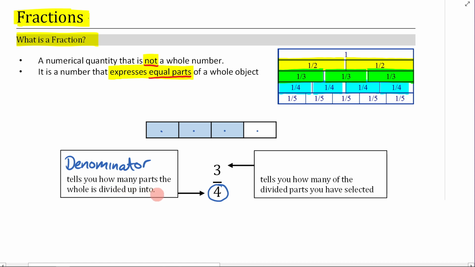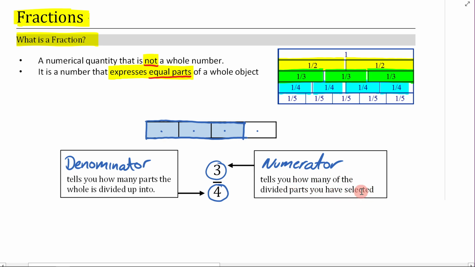Then, I've broken up my chocolate into 4 pieces, and I decide to eat 3 of those pieces. So I've selected 3 of those pieces. That's why we put a 3 up the top. So 3 out of 4 is because I've selected 3 out of the 4 pieces of chocolate. This 3 is what we refer to as the numerator. Numerator. And here is a definition of the numerator. It tells you how many of the divided parts you have selected.